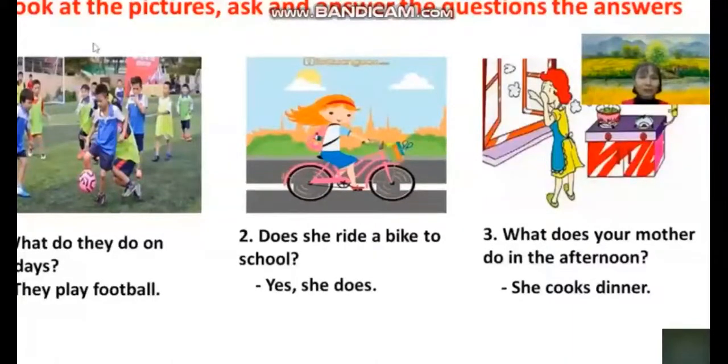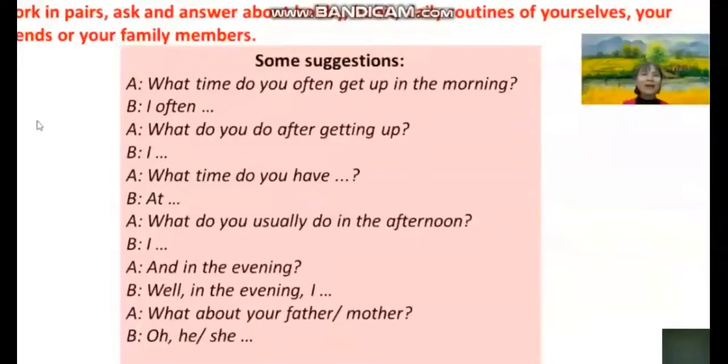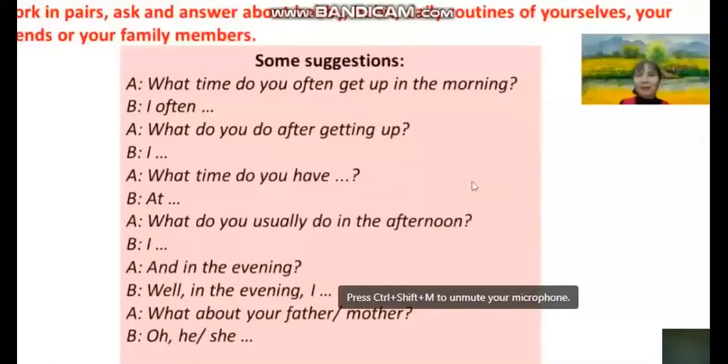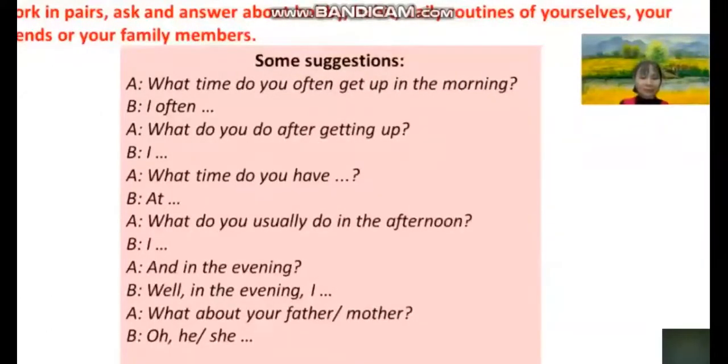And the next task for you. Let's work in pairs. Ask and answer about hobbies, habits, and daily routines of yourself, your friends, and your family. And I have some suggestions for you. You should prepare in two or three minutes. Are you ready? Let's speak aloud.